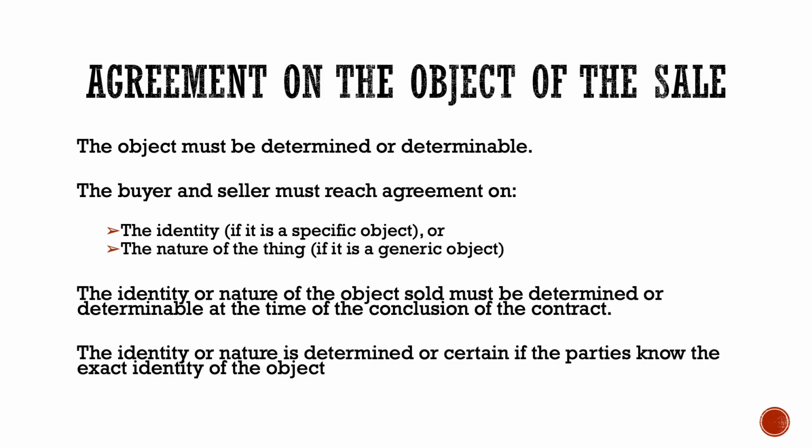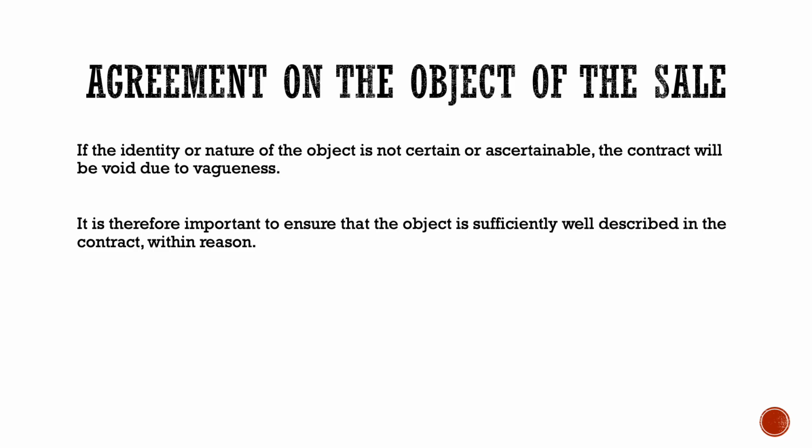Right? The identity or nature of the object sold must be determined or determinable at the time of the conclusion of the contract, and the identity or nature is determined or certain if the parties know exactly the identity of the object. So you cannot enter into a sale agreement where you promise to sell something without necessarily specifying what that something is. If the identity or nature of the object is not certain or ascertainable, the contract will be void due to vagueness. It is therefore important to ensure that the object is sufficiently well described in the contract within reason.